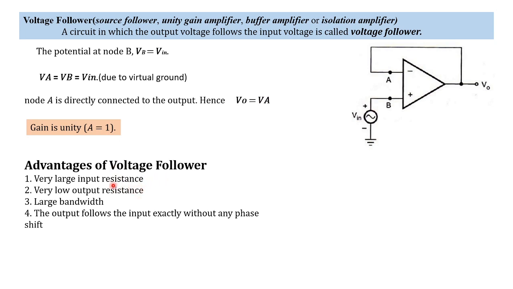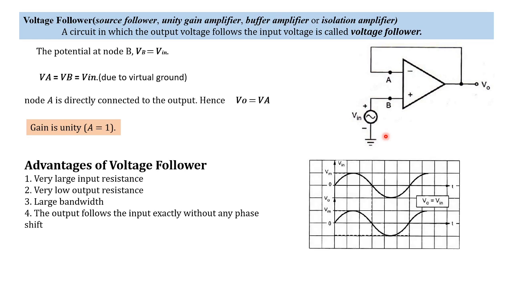The advantages of it are a high input resistance, low output resistance, large bandwidth, and the output follows the input exactly without any phase shift. So wherever we need a large input resistance circuit, there we can use this buffer. This is the application of a voltage follower, and here we can also see the same thing. There is no increase, that is, no amplification in the output. The same input with the same phase is received.